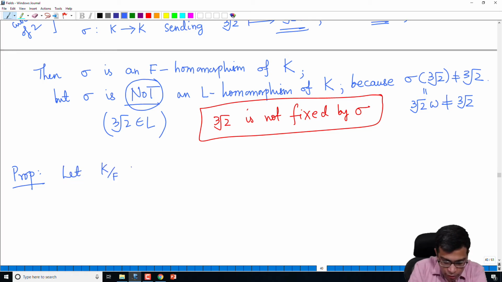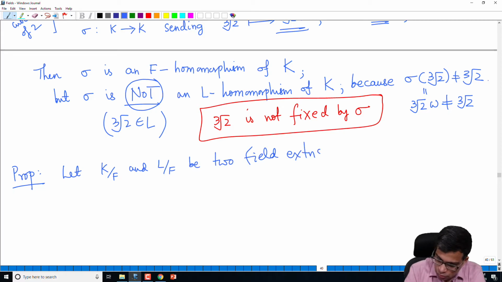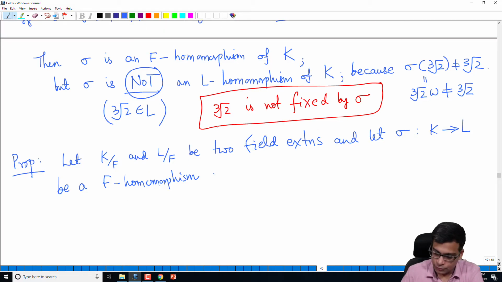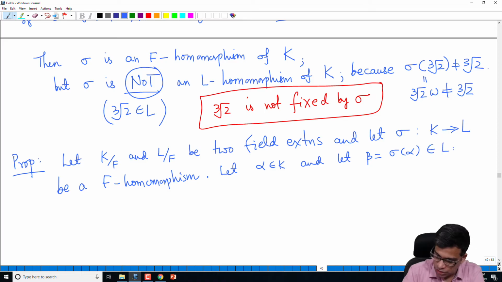Let K over F and L over F be two field extensions, and let sigma from K to L be a field, or rather F homomorphism. So in particular it is a homomorphism of fields which fixes every element of F. Then let alpha be in K and let beta be equal to sigma alpha. This is of course in L.